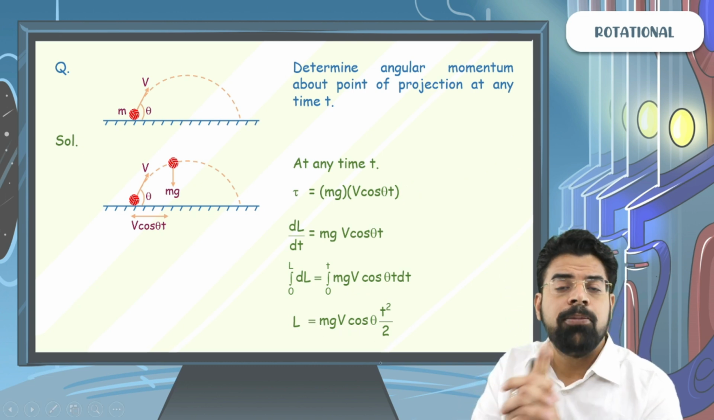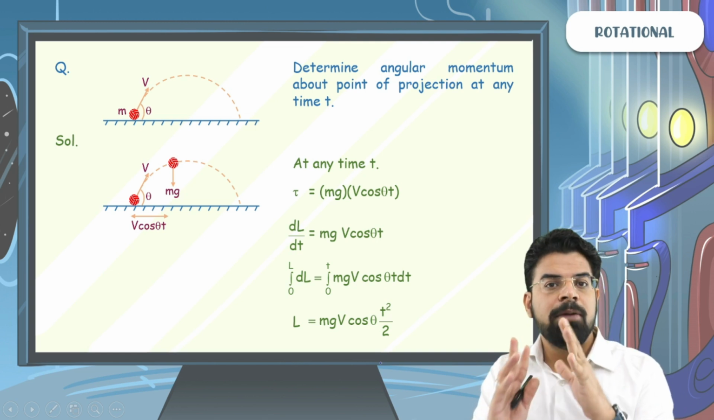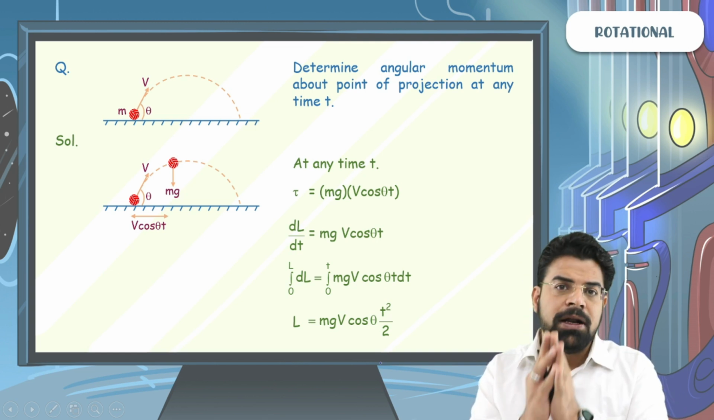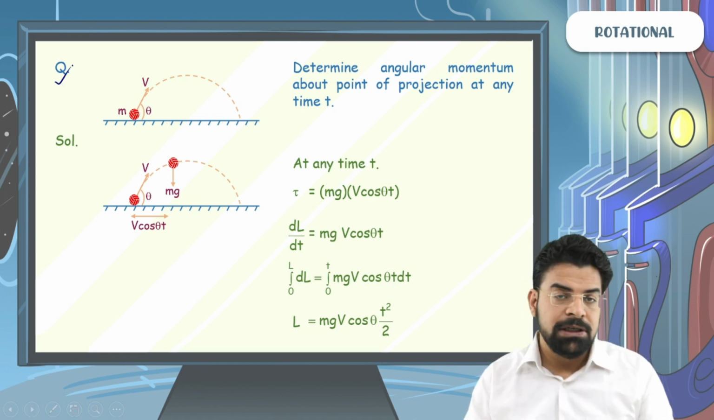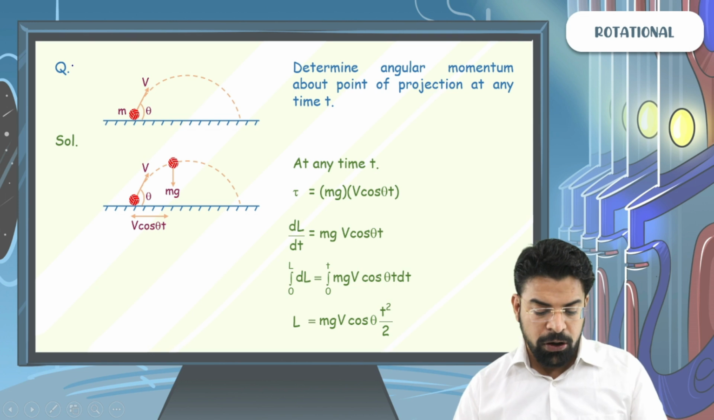Again, you can write the position vector at any time t. You can write the momentum vector at any time t. You can take the cross product, but that will be a tedious process. So this is a shorter process. Just keep it in mind. So, moving on to the next example.